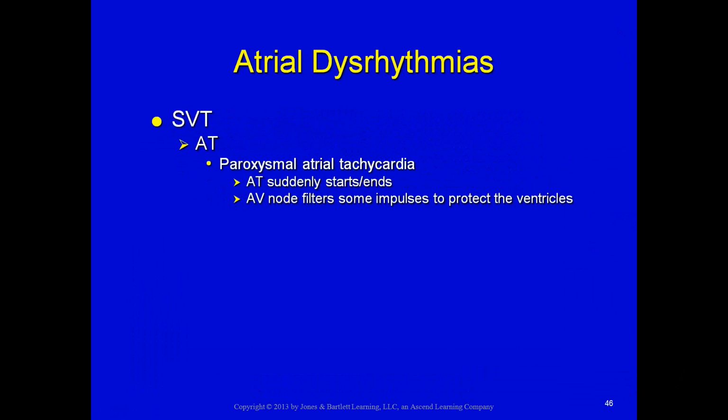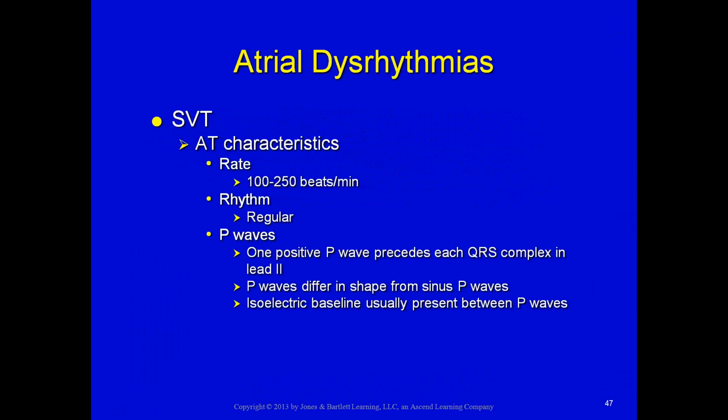If you use the word paroxysmal in front of anything, it just means that it suddenly starts and stops. So if you've got the person on a monitor and they suddenly go into an atrial tach, you could call it paroxysmal atrial tach. Characteristically, the atrial tach is between 100 and 250 beats a minute.